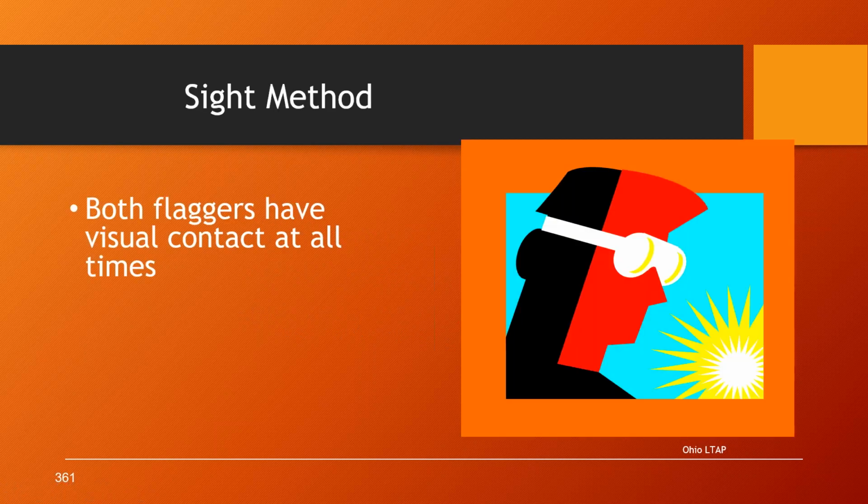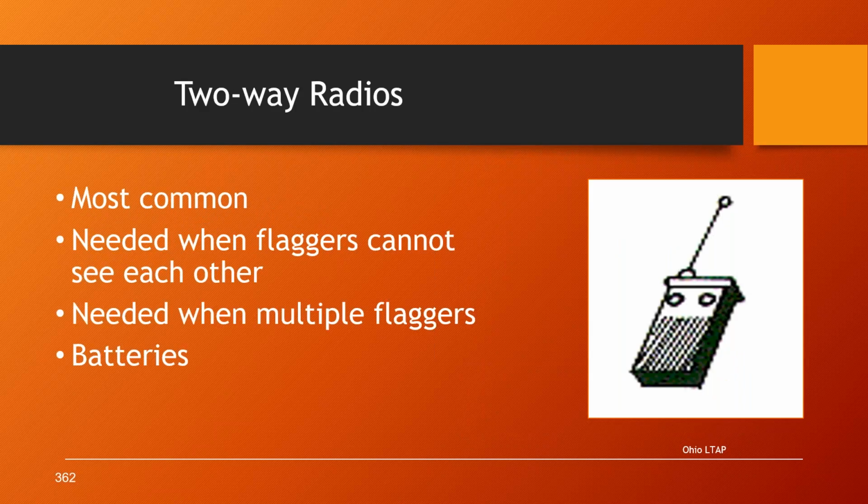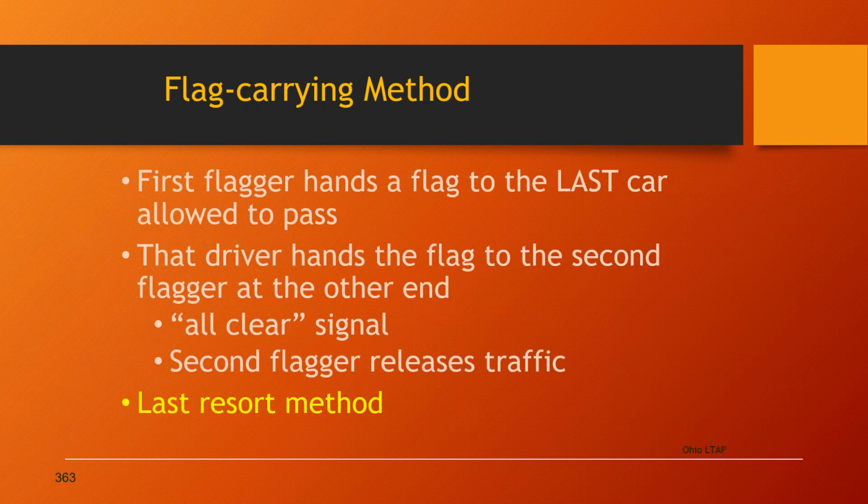So the sight method is where you can see each other at all times. 2-way radio is the most common when you can't see each other. That's especially needed when you have multiple flaggers. Maybe there's an intersection in the middle of the flagging operation. Maybe it's a long lane closure and you want to bring spare batteries with you. Then as the last resort, we have the flag carrying method, where you hand the flag to the last car that's allowed to pass, and then that driver hands the flag to the second flagger at the other end. That gives them the all clear signal to release their traffic.